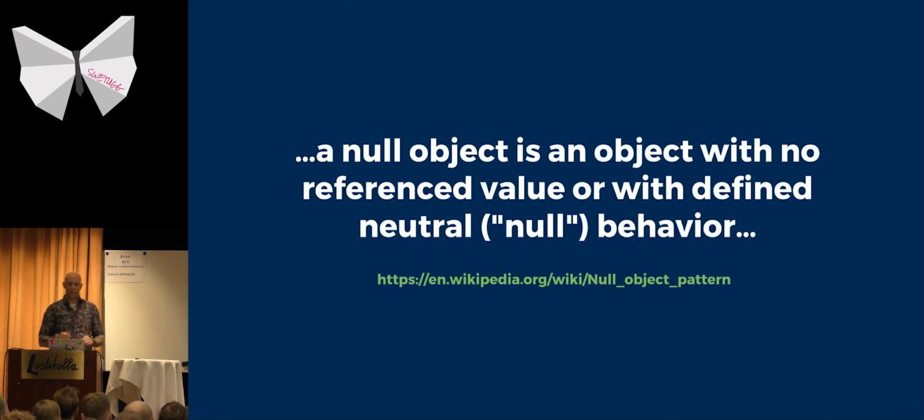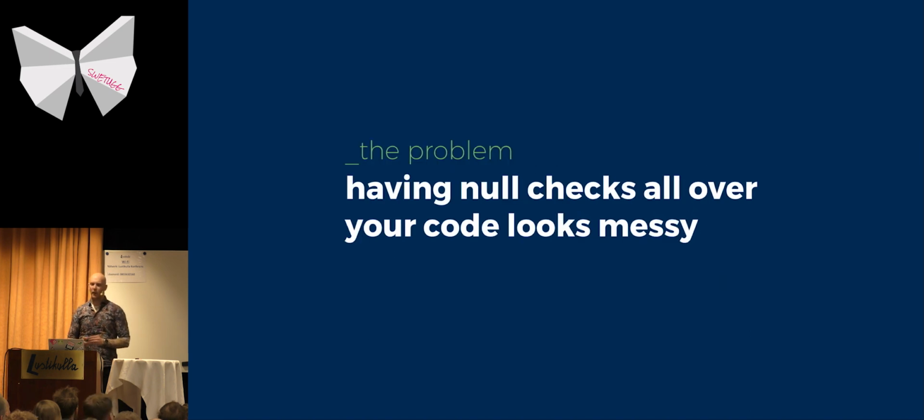The last thing I want to cover is, was anybody in Philip's talk in here yesterday or before me? He talked about all these null thingies that are coming out in C# 8 potentially. Null object solves some of those. So quickly, I've got 2 minutes. Null object. A null object is an object with no referenced value or with defined neutral null behavior. Okay. So the problem we have is that we end up doing null checks all over our code, right?